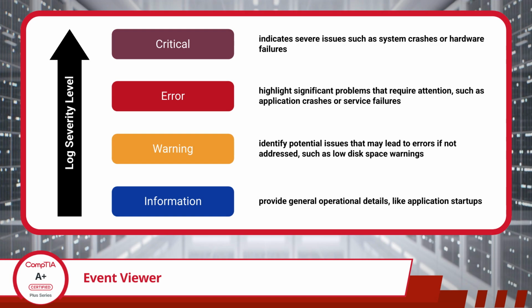Each event is also assigned a severity level to help prioritize troubleshooting. Critical events indicate serious issues like system crashes or hardware failures. Error events highlight significant problems, such as applications crashing or services failing to start. Warning events point to potential issues that may lead to errors if not addressed, while information events provide general details about normal system activity. Additionally, audit success and audit failure events are used specifically for security tracking.